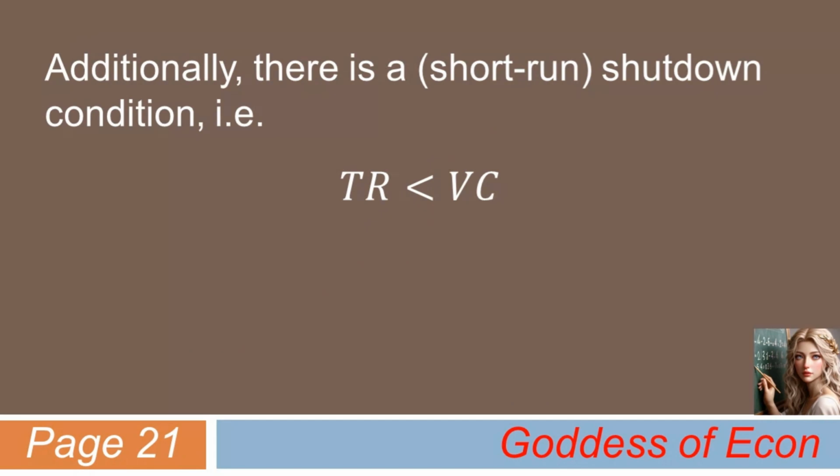Additionally, there is a short-run shutdown condition we need to consider, that is, where total revenue is less than variable cost, or equivalently, average revenue is less than average variable cost. Some of you may be curious as to what those all mean, but I won't get into details here, as the primary purpose of today's lecture was to understand why the supply curve slopes upward. I will cover them later in my lectures on producer theory.